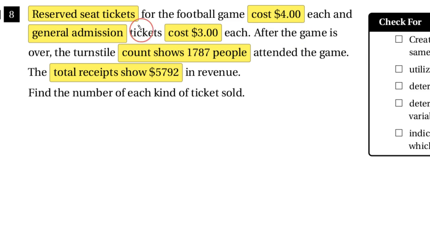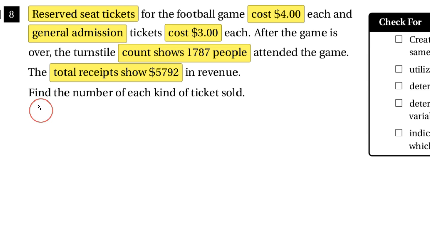After the game is over, the turnstile count shows that there's 1,787 people that attended the game. And the total receipts price shows that there was $5,792 in revenue. And then they say find the total of each kind of ticket. Well, the problem is that we have two types of tickets that we need to answer, and we don't know much about them in terms of actual numbers that were sold.